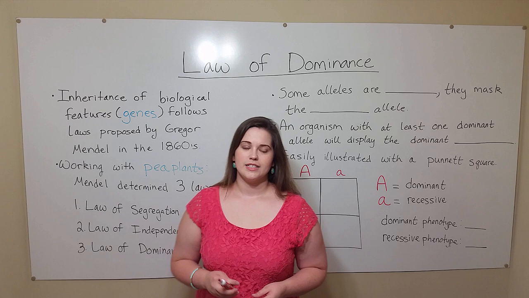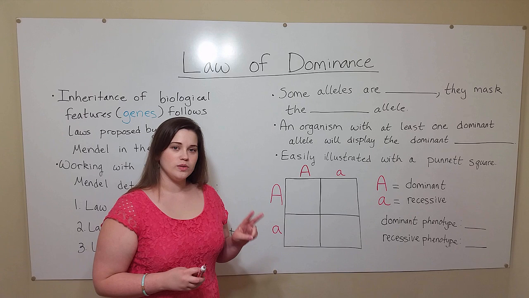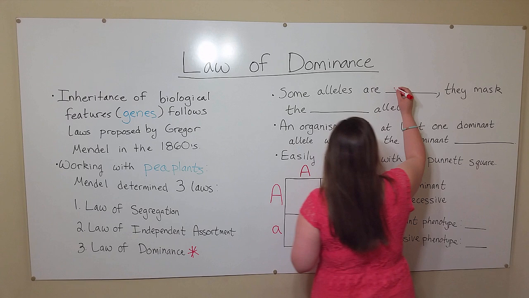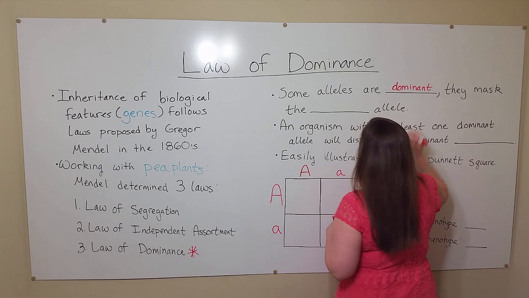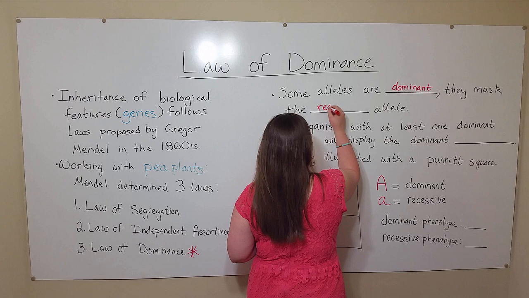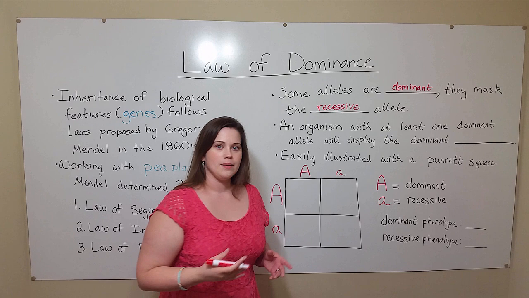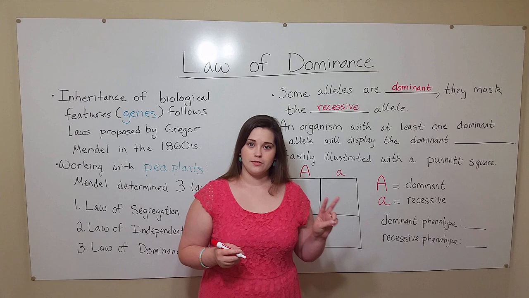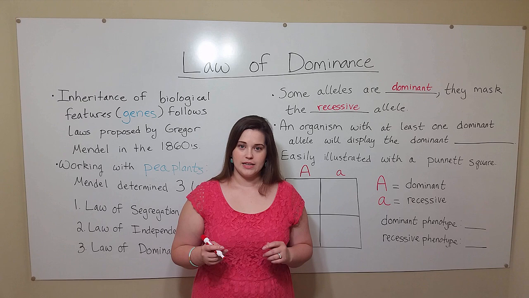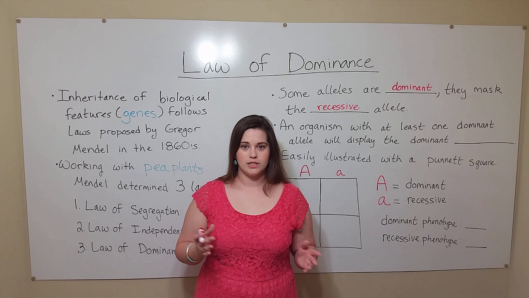Now, with the law of dominance, you have to remember that there are two different types of alleles. Alleles are alternative forms of a gene. Some alleles are dominant. They're called dominant because they mask the other allele called the recessive allele. So for example, in Mendel's pea plants, he noticed that there were two types of flower color, purple and white. The allele for purple flower color masked the allele for white flower color. Thus, the purple allele was dominant, the white was recessive. And he noticed this with several other traits as well.